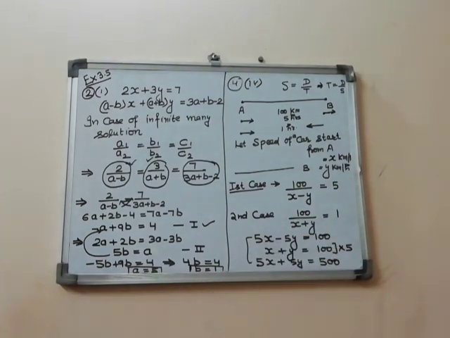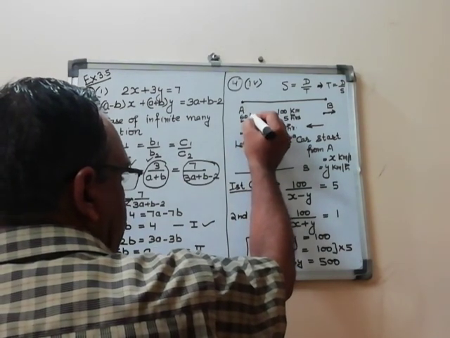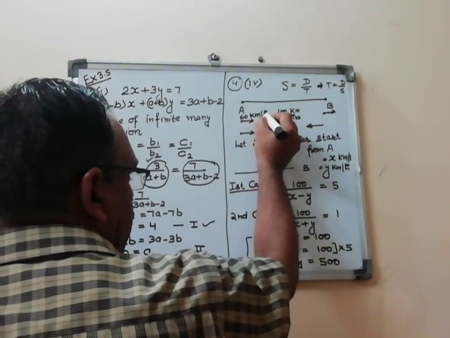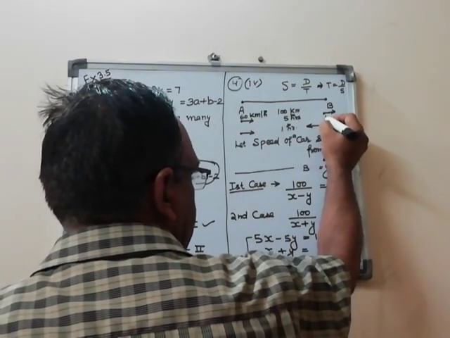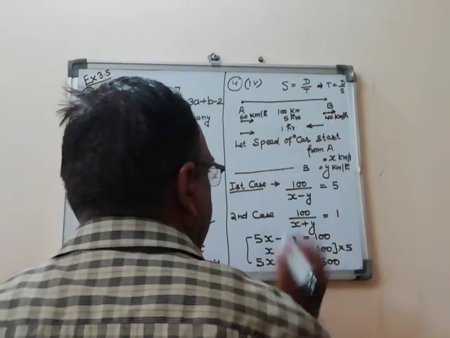So the speed of the car that starts from A will be 60 km per hour, and the other car starting from B has a speed of 40 km per hour.